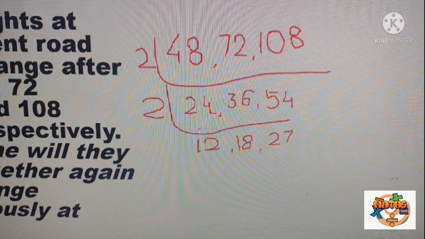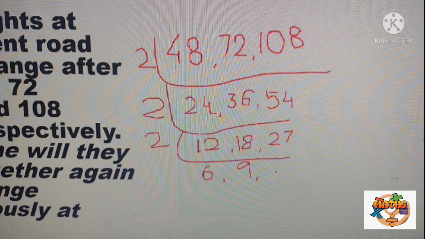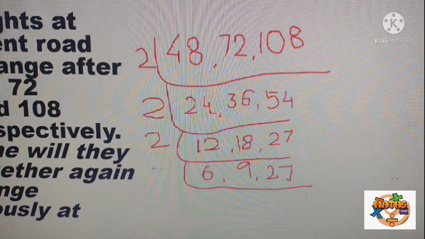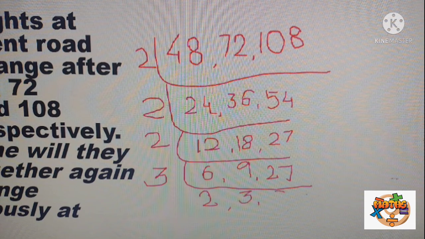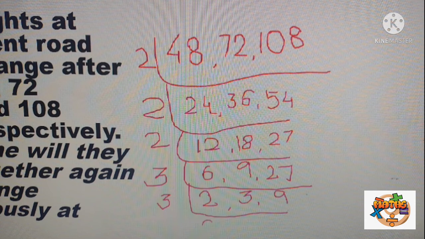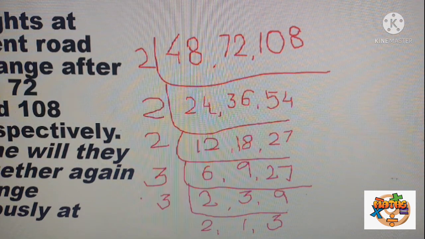12 and 18 are divisible by 2. Here 6, here 9, here 27. Now all of these are divisible by 3. Here 2, here 3 and here 9. Now 3 and 9 are divisible by 3. Here 2, here 1 and here 3. So now it is completed.